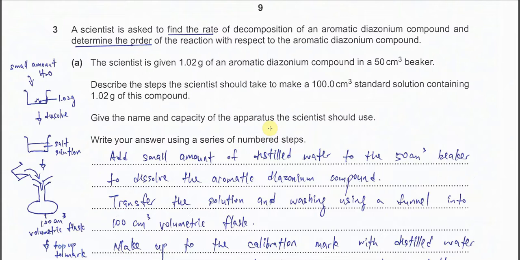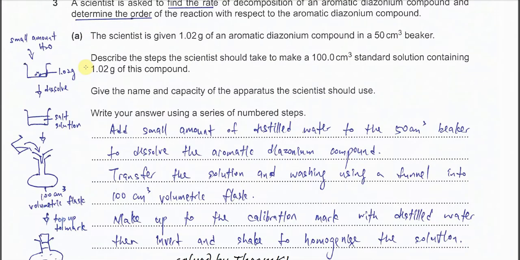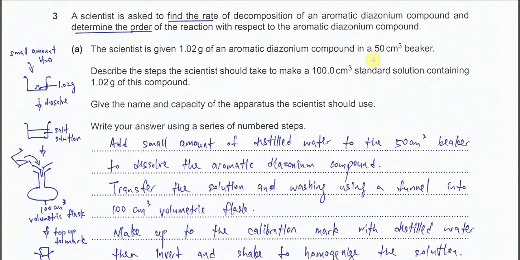Question 3. A scientist is asked to find the rates of decomposition of an aromatic diazonium compound and determines the order of the reaction with respect to the aromatic diazonium compound. Part A is mostly the preparation of a salt solution. The scientist is given 1.02 gram of the aromatic diazonium compound in a 50 cm3 pickle.